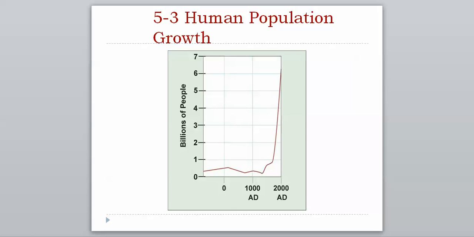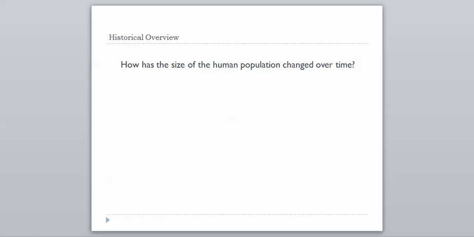Bio. We're going to finish up Chapter 5 today, and we've been talking about populations of organisms and how their populations grow. So now we're going to look at one specific group of organisms, the humans, and how their population grows. So our first thing we're going to take a look at is how has the size of the human population changed over time. So what has happened to the human population in the course of history?